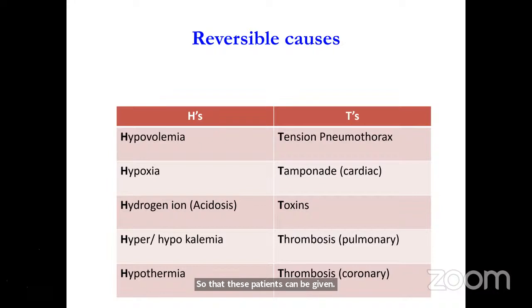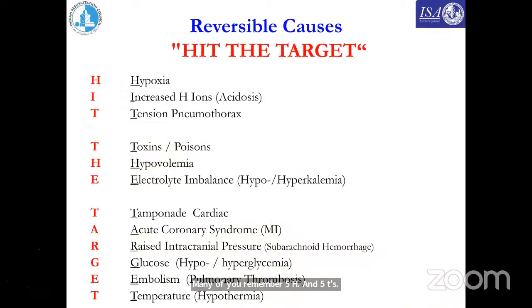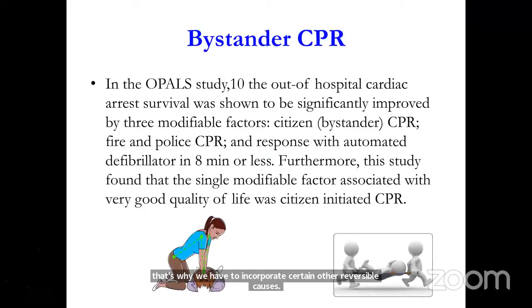Just to summarize, this is already in the guidelines: the reversible causes. Many of you remember 5H and 5Ts, but if you see the Indian population, India is a diabetic country, and the chances of trauma are very high. So that's why we have to incorporate certain other reversible causes, and that's why hit the target is important.